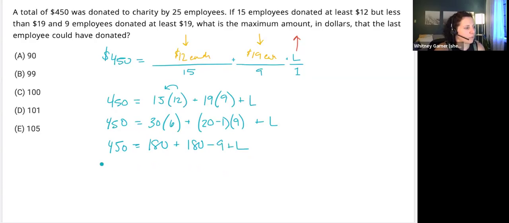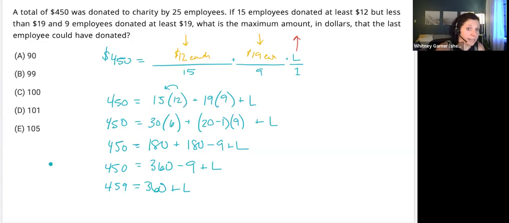So I've got my 450 equals 360 minus 9 plus L. So I'm going to add 9 to both sides. This is 459 equals 360 plus L. And to get from 360 up to 459, or I can subtract it, so 459 minus 360.